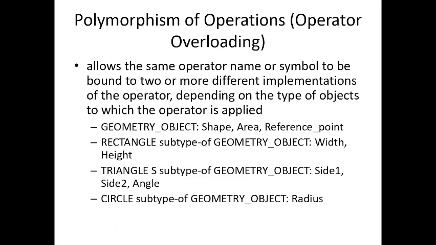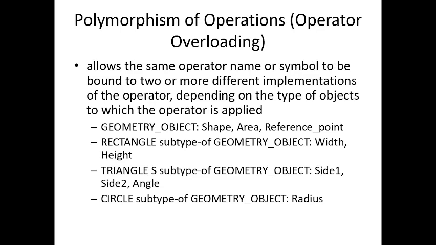Now let's move to polymorphism of operations, that is operator overloading. Another characteristic of OO systems in general is that they provide for polymorphism of operations, which is also known as operator overloading. This concept allows the same operator name or symbol to be bound to two or more different implementations of the operator, depending on the type of objects to which the operator is applied.